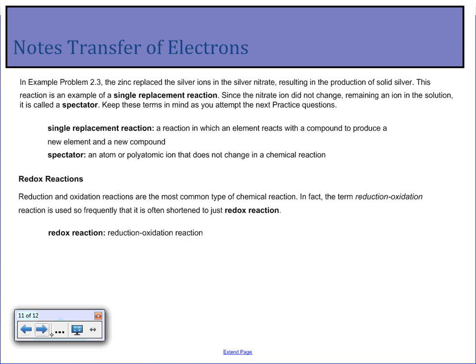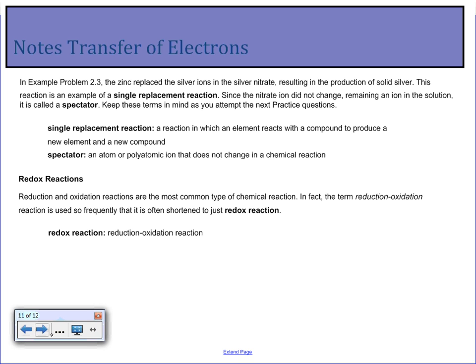In that example problem, the zinc is replaced by the silver ions in the silver nitrate, resulting in the production of solid silver. This reaction is an example of a single replacement reaction. Since the nitrate ion did not change, the remaining ion in solution, it is called the spectator. So keep these terms in mind as you attempt the next practice questions. So a single replacement reaction is a reaction in which an element reacts with a compound to produce a new element and a new compound, and a spectator is an atom or a polyatomic ion that does not change in a chemical reaction.